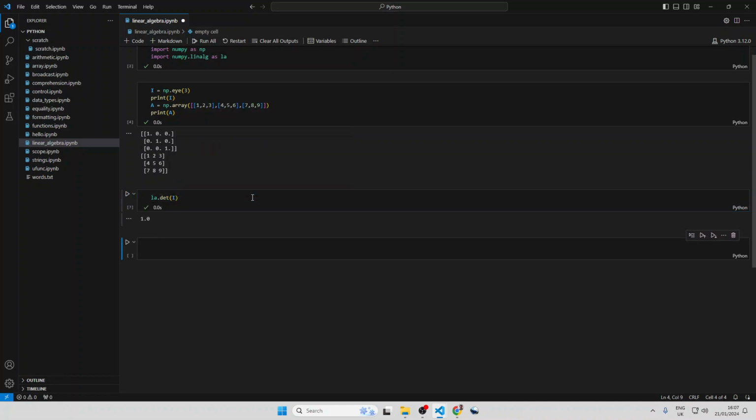So the determinant of the identity is 1. The determinant of A is 0. Let's think a minute about that, and remind ourselves some linear algebra. If we take the first row and add the last row, we get 8, 10, 12, which is twice the middle row. So the sum of the first row and the last row is twice the middle row. And in fact it's also true that the sum of the first column and the last column is twice the middle column.